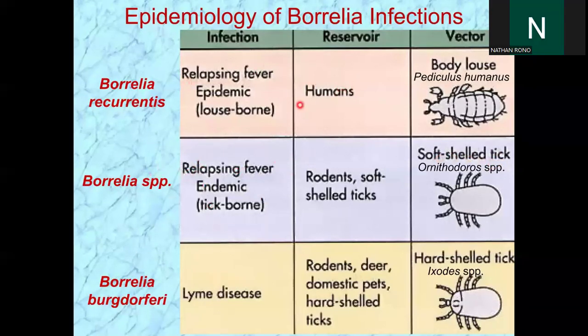Okay, this is the tick. The reservoir in Borrelia recurrentis is humans. In the other Borrelia species, it is rodents, the mice, and soft-shelled ticks. And then for Borrelia burgdorferi, which is the most important one, which causes Lyme disease, the reservoir are the rodents. Rodents are the main reservoir, but you can also have deer, domestic pets, and hard-shelled ticks. Then it is transmitted by the Ixodes tick. Okay, so this is a good summary.